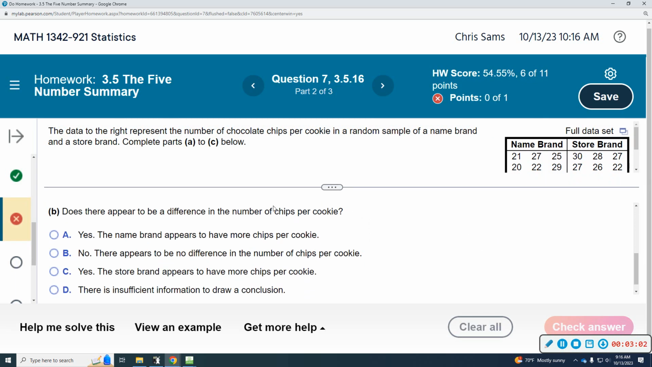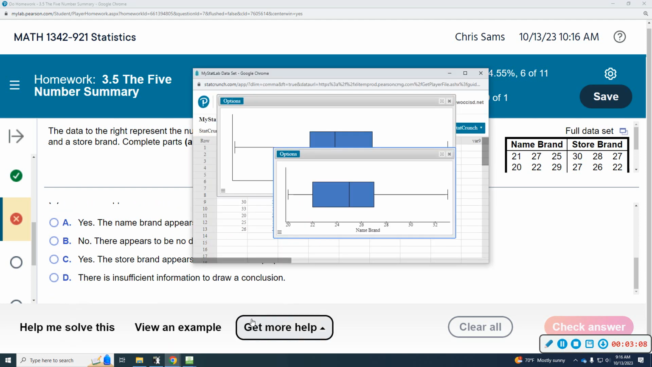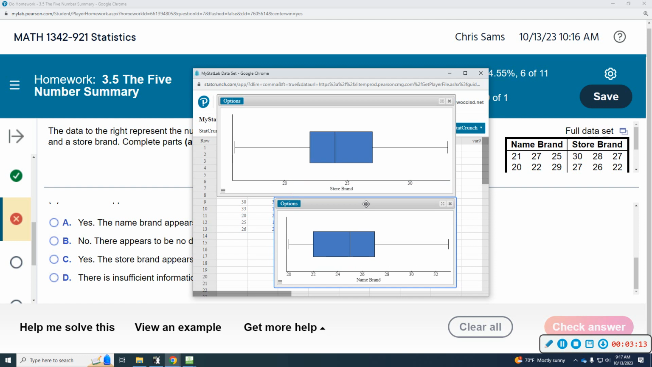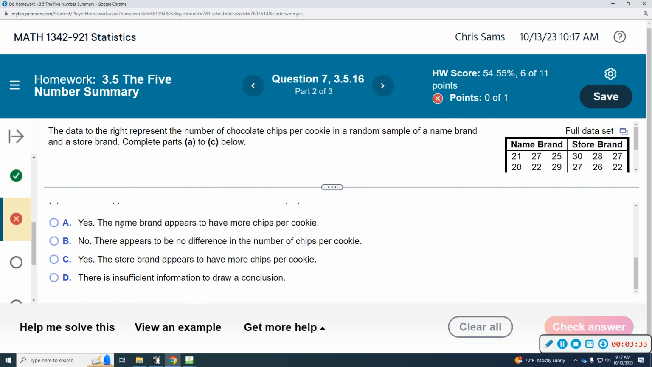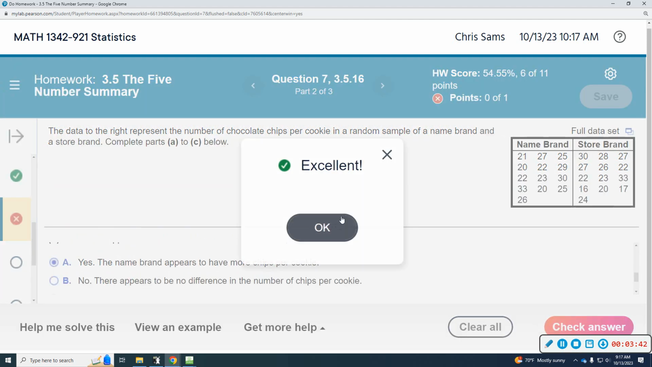Does there appear to be a difference in the number of chips per cookie? Yes, if we pull this information up again. So if this is lined up, the middle is the median. This middle is higher than this middle. So just on average, and this is skewed to the right, so it's going to pull the average to the right. So seems like the name brand has more chocolate chips per cookie because this one has way less. So name brand has more per cookie. Store brand has more, so name brand would have more.